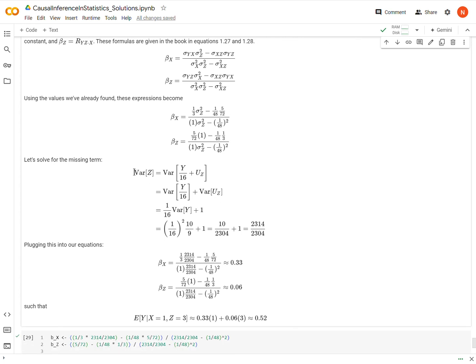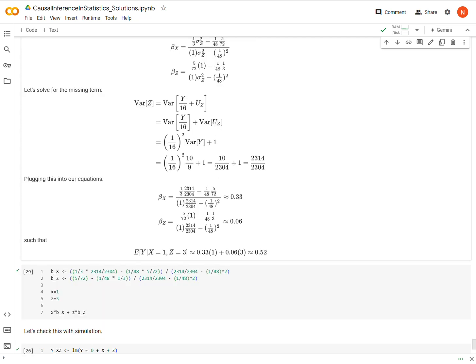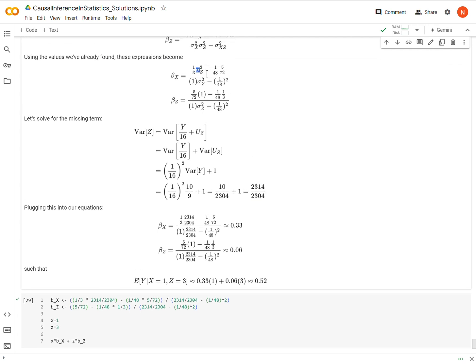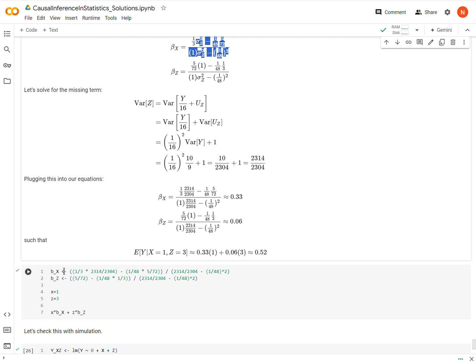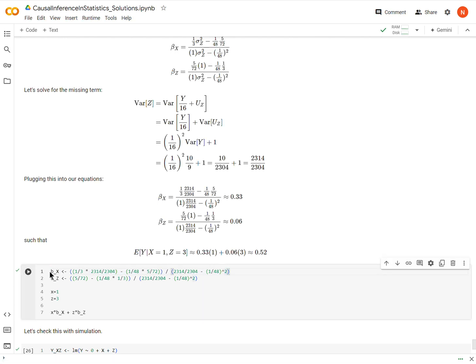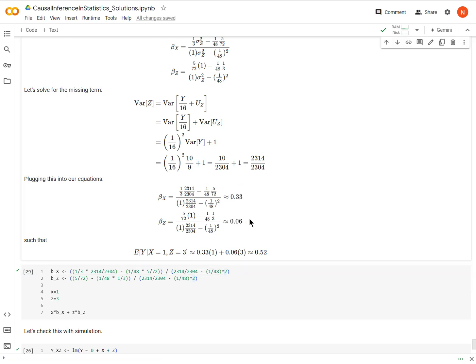So here's how we find the variance of z right here. If z is y over 16 plus u of z, I can take the variance of both of those. I can take the constant out. That should be 1 over 16 squared is what that should be. I'll fix it right now. Anyway, the variance is this ugly fraction right here, so I'm going to plug that back into my formulas. I've used R to calculate it, and when you do that, you get about 0.33 and 0.06.